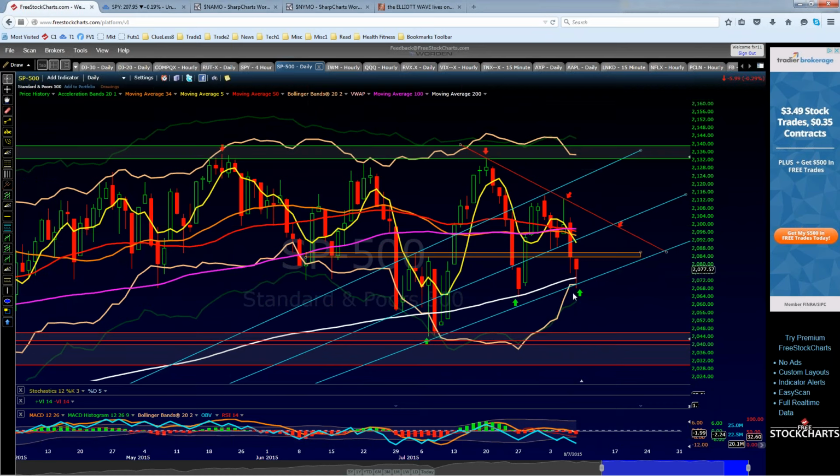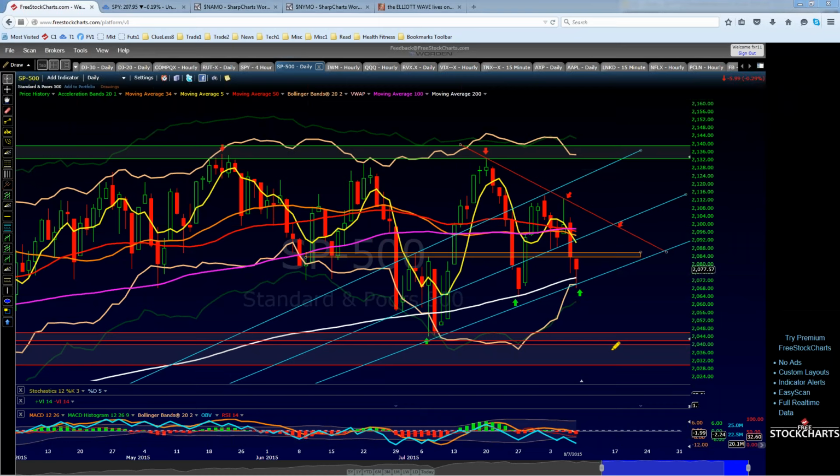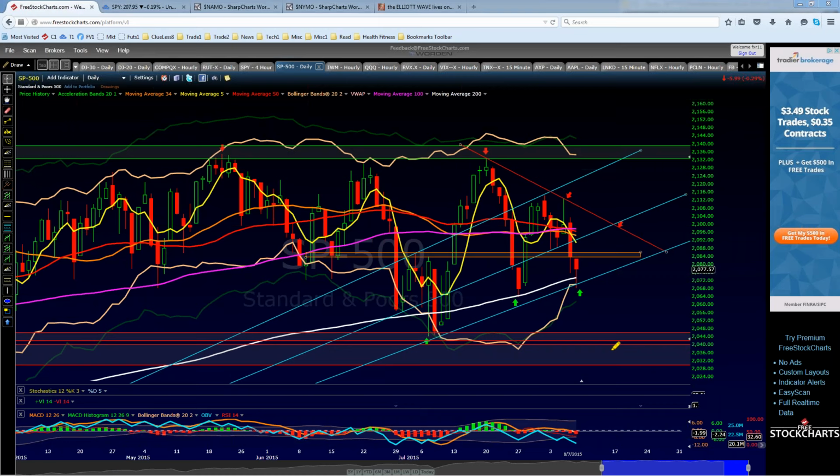Look at the pattern, and then I'll draw it for you guys. Look at the pattern of the Bollinger band and acceleration band, Bollinger band and acceleration band. What do you see? I always do comparables. This is where pattern symmetry comes in.